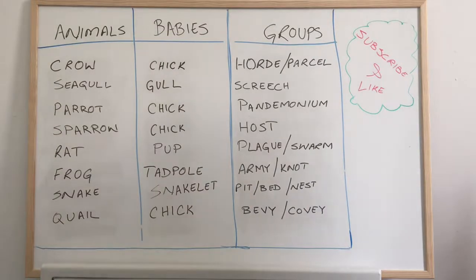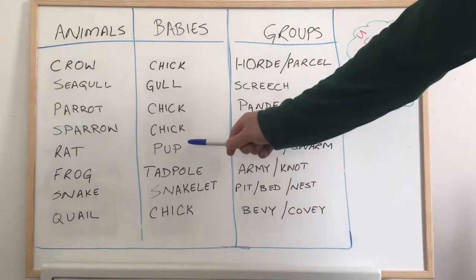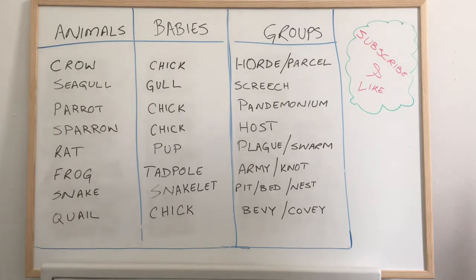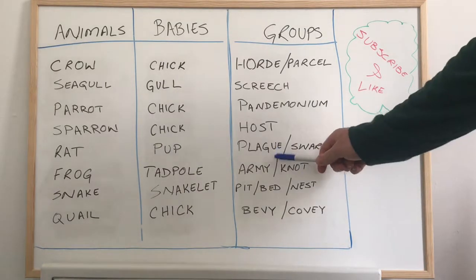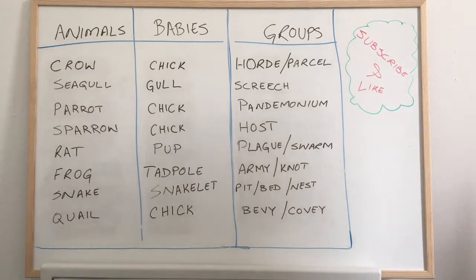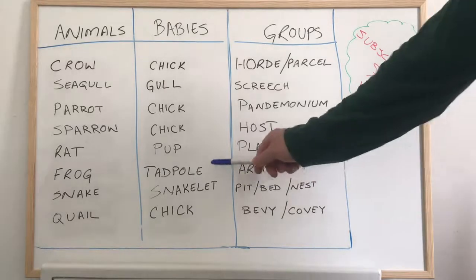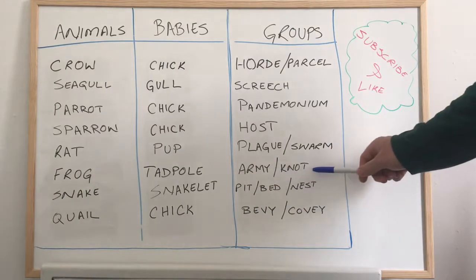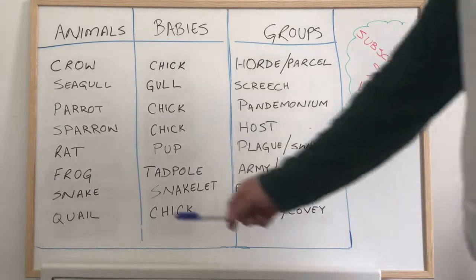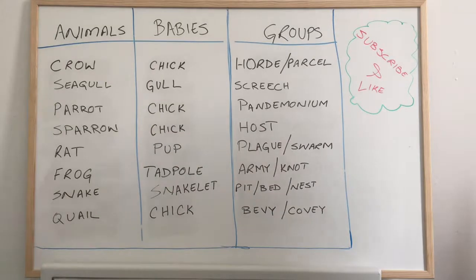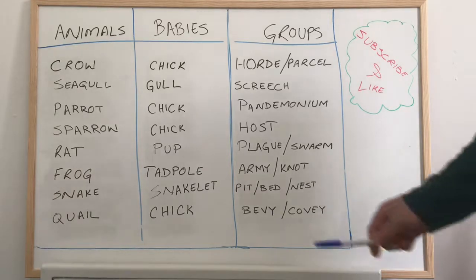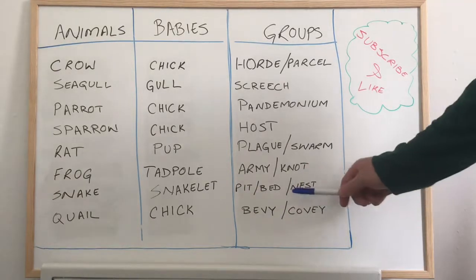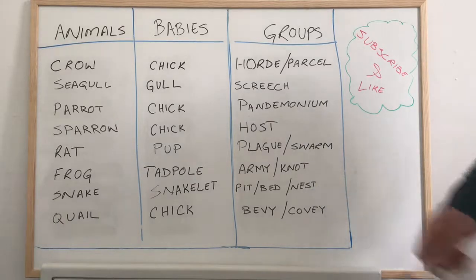Rats. A baby rat is called pup, and a group of rats is called plague or swarm. Frog. A baby frog is called tadpole, and a group of frogs is called army or knot. Snake. A baby snake is called snakelet, and a group of snakes is called pit, bed, or nest.